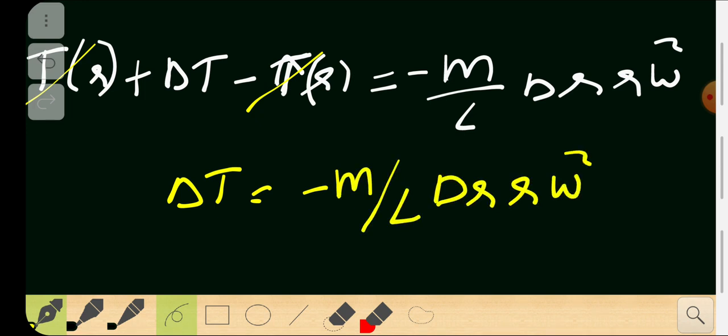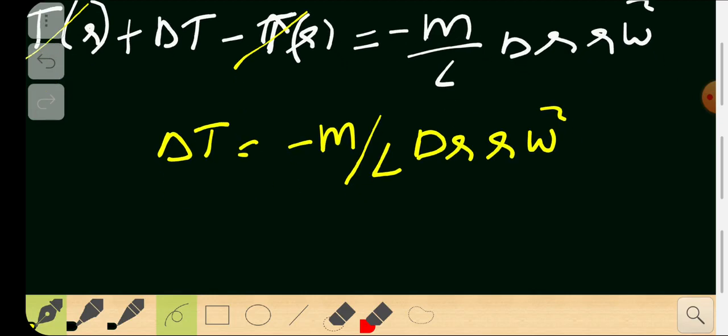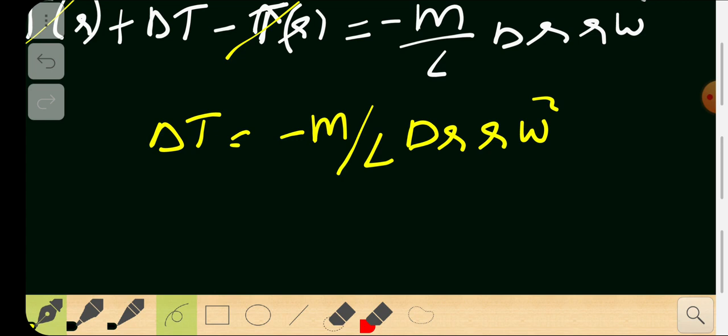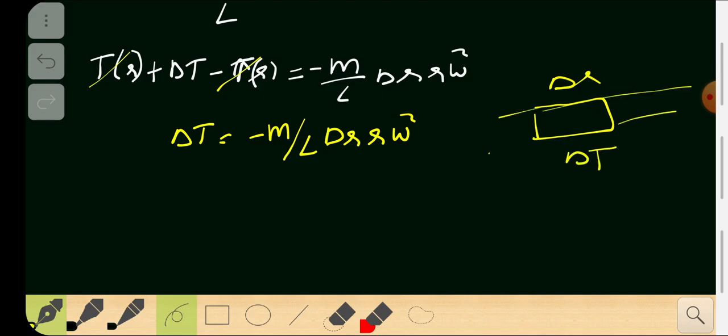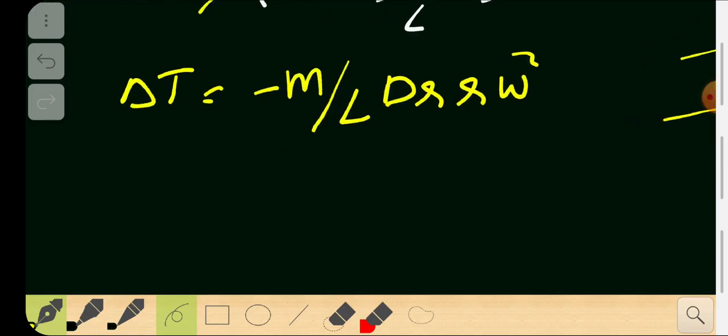So just like that. Now what I can do is integrate for the whole thing. Okay, I can integrate for the whole string. Now we have a small fraction of this string, a small fraction delta r, with the tension delta T. Now we can integrate for the whole string, and you get the whole tension equation, just like that.